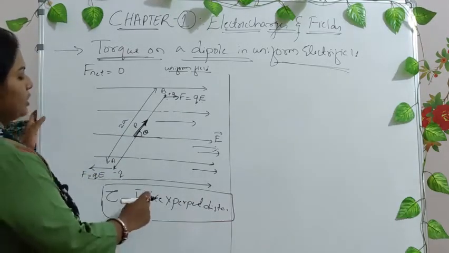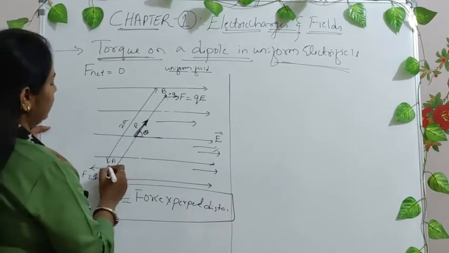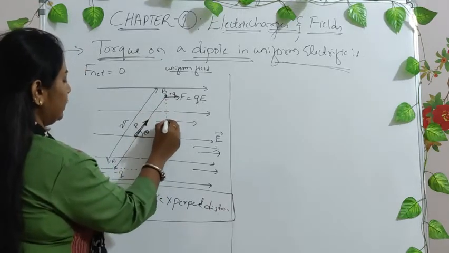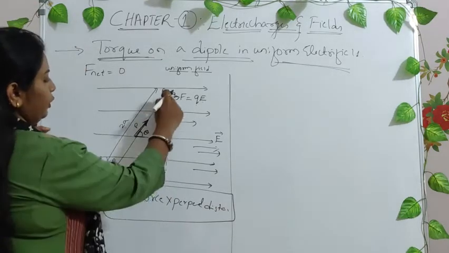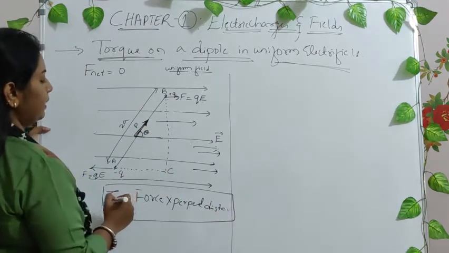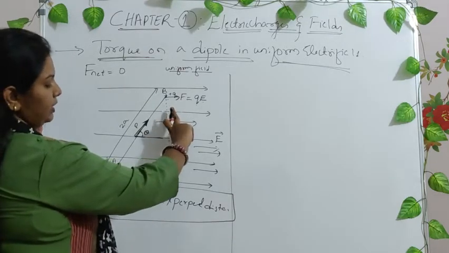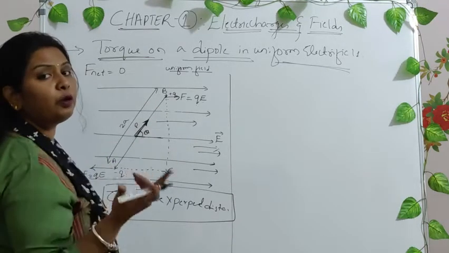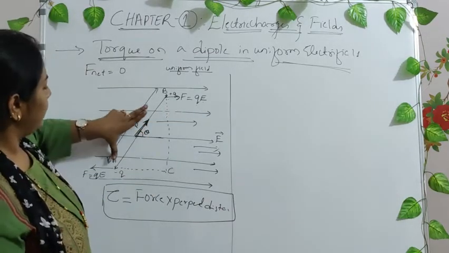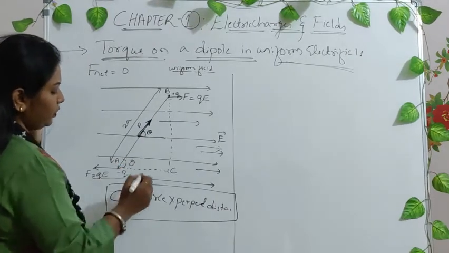Now what is force? Force can be taken as Q into E. What is the perpendicular distance? To find the perpendicular distance, you just extend this line so that we have a perpendicular distance here, right? Now this is the perpendicular distance between the two charges. Say this is C, right? A triangle ABC. How do you find the length of this line? You can find it by taking sine theta. Sine theta is opposite by hypotenuse. Now this is theta, right?